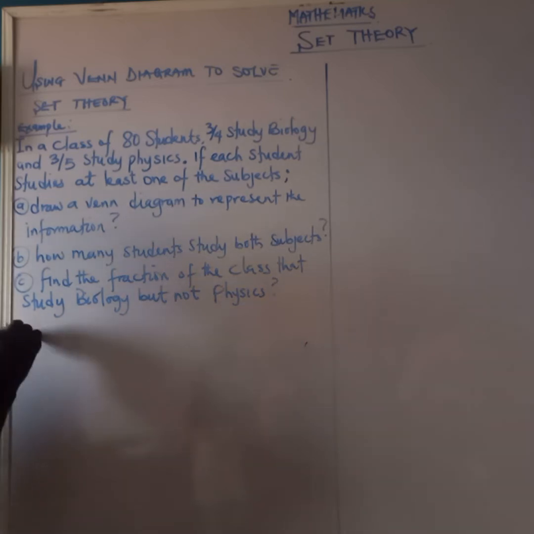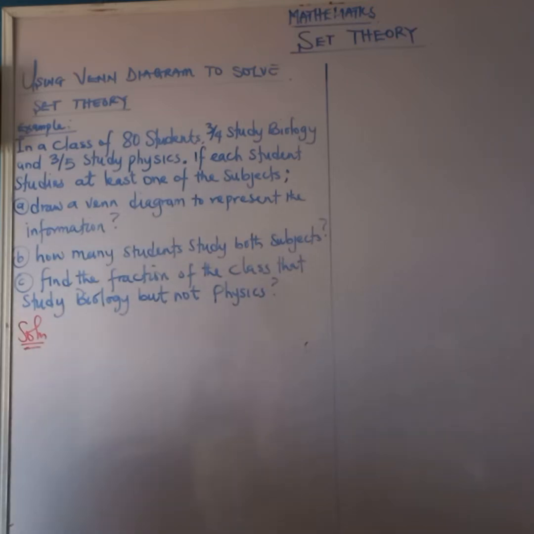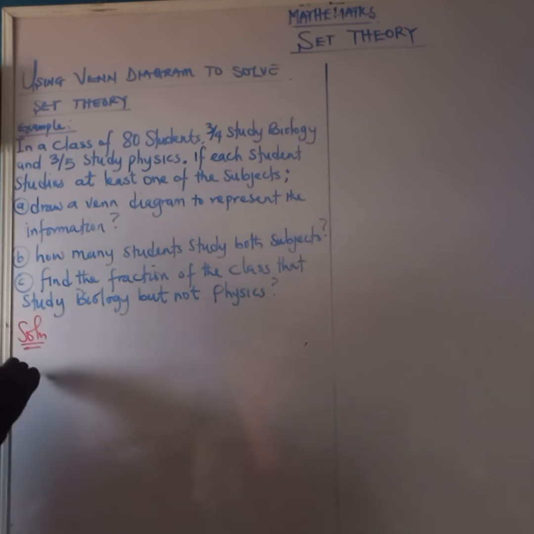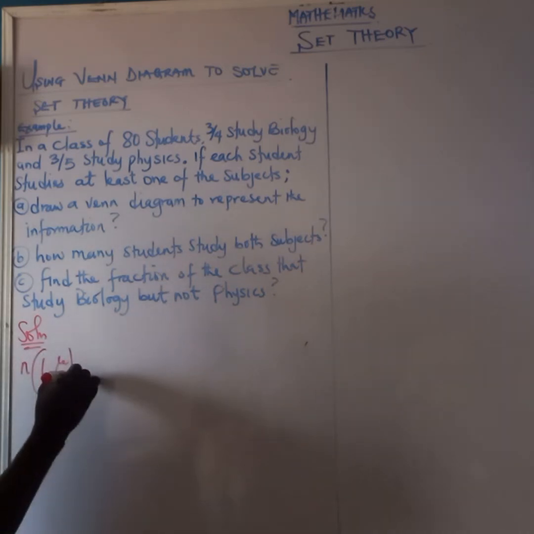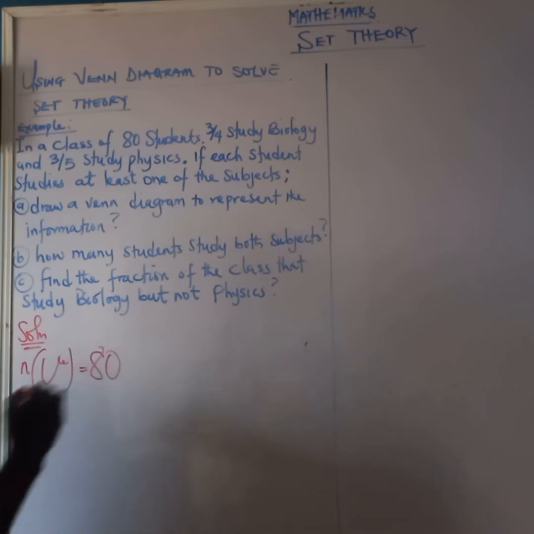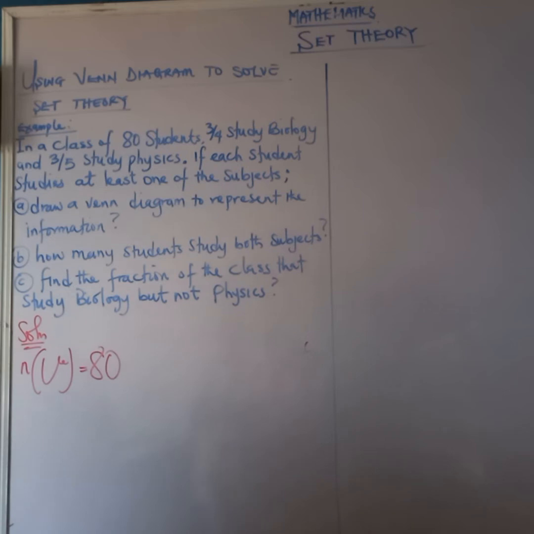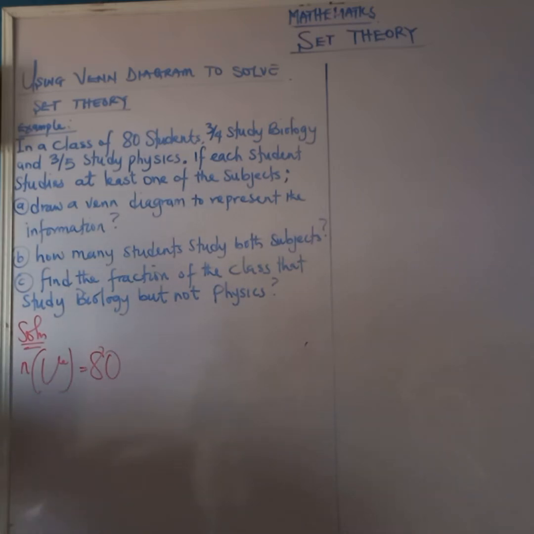Now, to solve this, the first step is to interpret the question in numerical form. The number in the class is 80 students, so the universal set is 80. The universal of the class is 80 students.